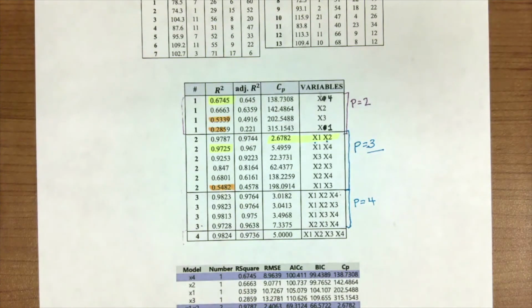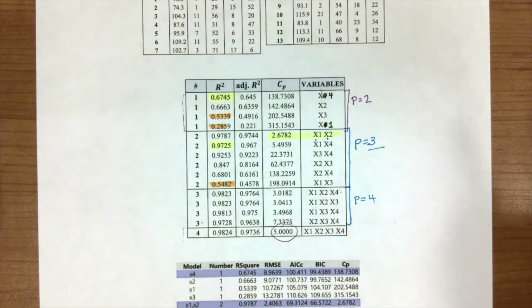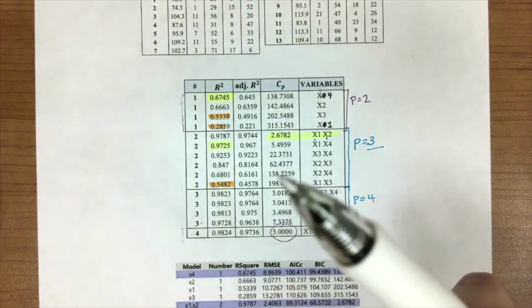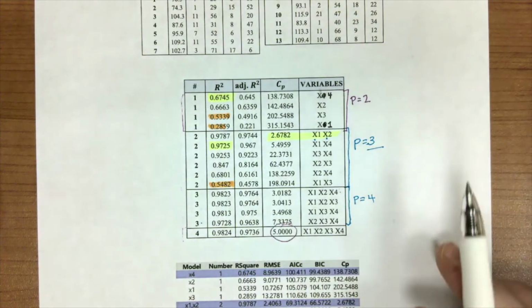The last thing I want to mention about this is our CP value for the full model is 5. We cannot use Mallows CP to properly evaluate the full model.